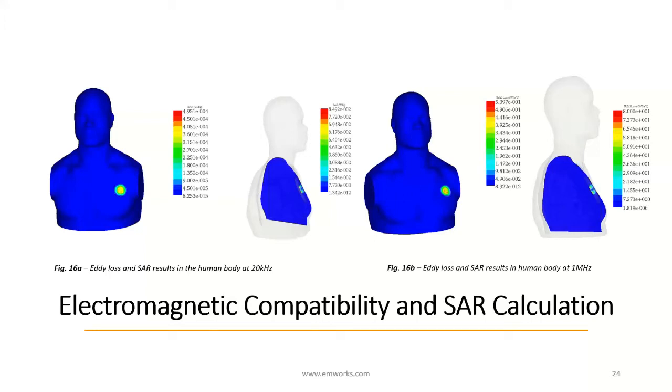Eddy current loss density generated in the human tissue reaches a value of 0.5 watt per kilogram in the case of 20 kHz, while it is much higher when the frequency is 1 MHz. Eddy current is proportional to the frequency and also the electrical conductivity, which also increases with the frequency. The calculated SAR values show a higher rate when the frequency is 1 MHz, while it is small when operating at a frequency of 20 kHz. This gives us an idea about the SAR and the limits of this quantity.